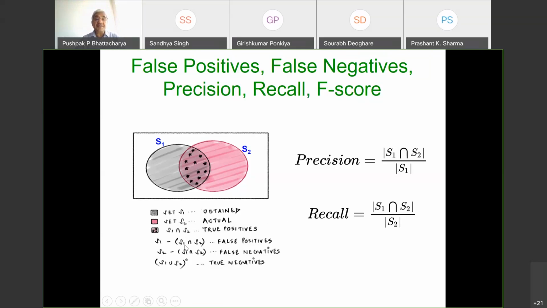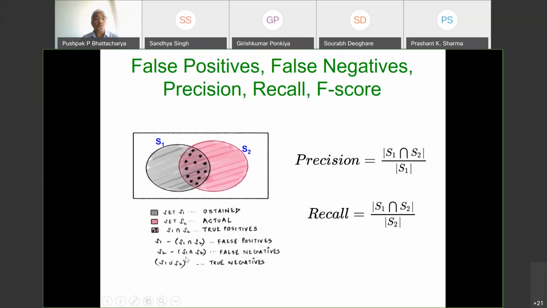S1 minus S1 intersection S2, that is S1, this dark region, minus the intersection region, which is this half moon on the left hand side. This is the false positive. The machine learning algorithm has labeled these instances as positive, but actually they're outside S2. That means they're actually negative instances. So these are falsely marked positive, therefore they're false positives.